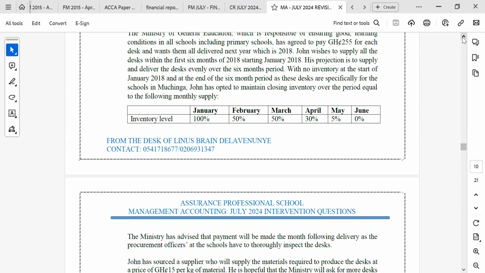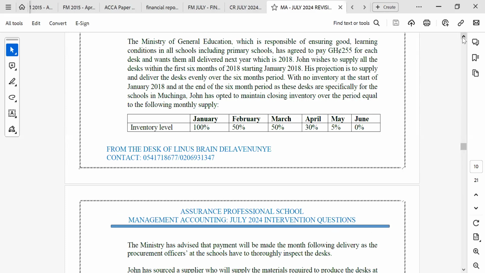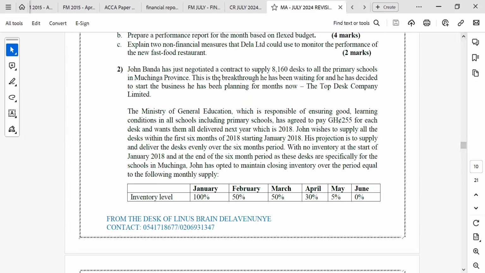And so, this one, you see some of the items, then you have to think about it again. The question is, what is the total number of desks that they are supplying? What is the total number of desks that they are going to be selling to the ministry? 8,160. Okay, let's come here. His projection is to supply what? John wishes to supply all the desks within the first 6 months. Okay, so they are going to use 6 months to provide all the 8,160.